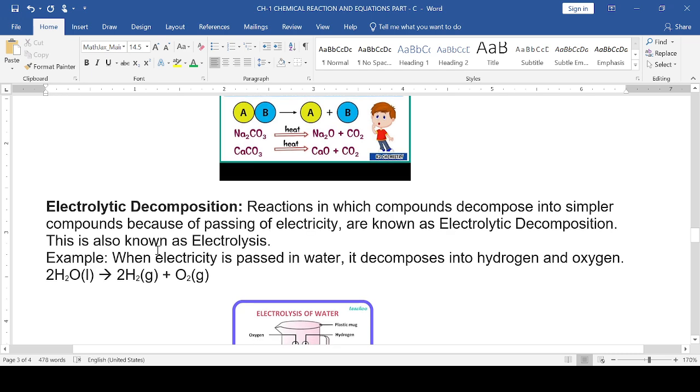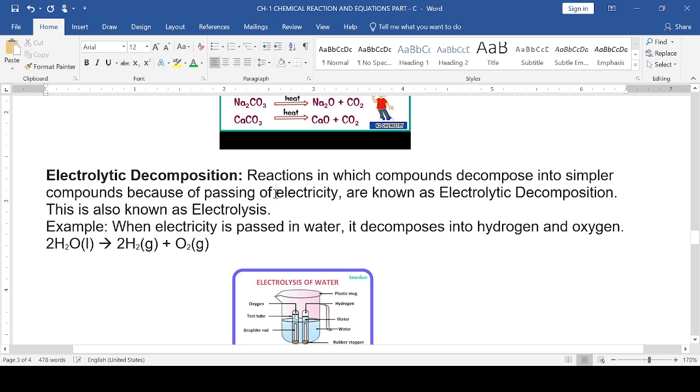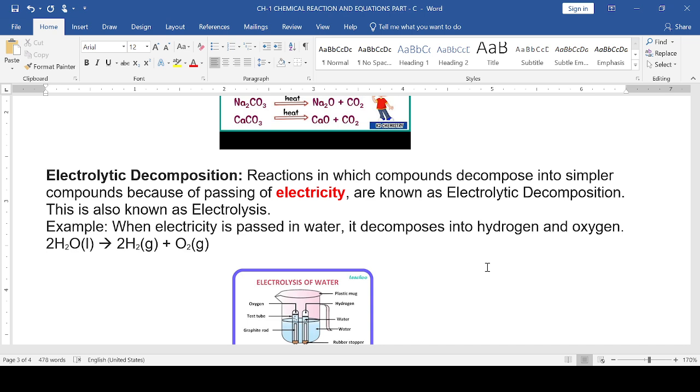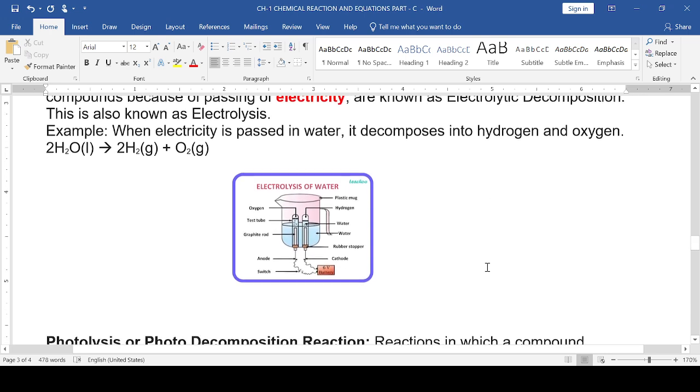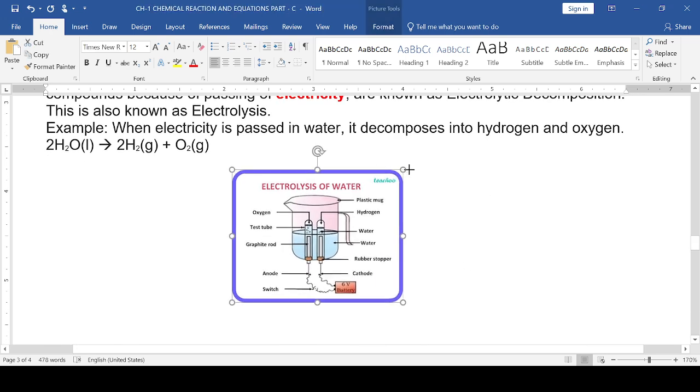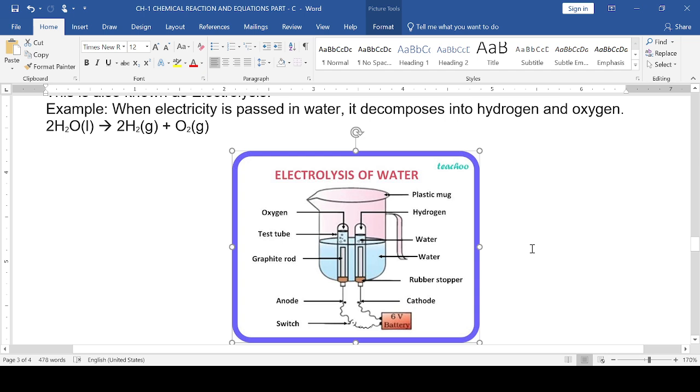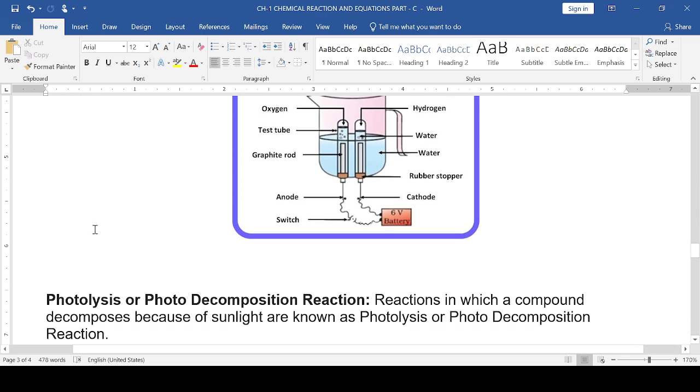Next, electrolytic decomposition. Here you are going to pass electricity and split the compound. Reactions in which compounds decompose into simpler compounds because of the passing of electricity are known as electrolytic decomposition. This method is also known as electrolysis. When you pass electricity through water, it will decompose into hydrogen and oxygen. 2H2O, which is a liquid, gives rise to 2H2, a gas, and O2, a gas. It's an example of electrolysis of water.